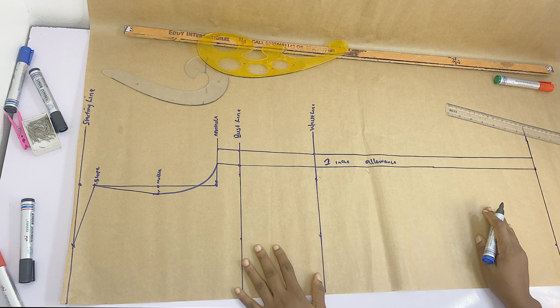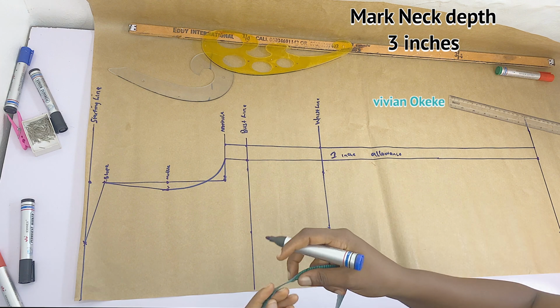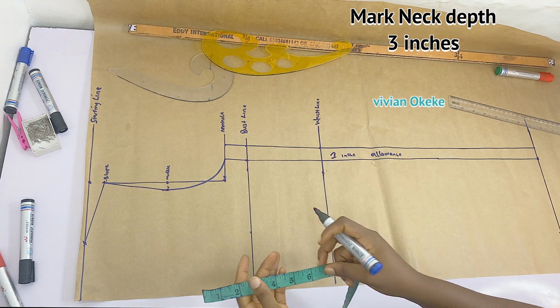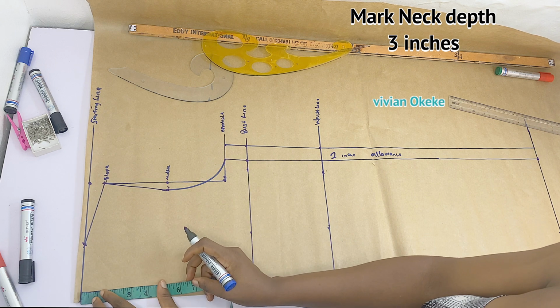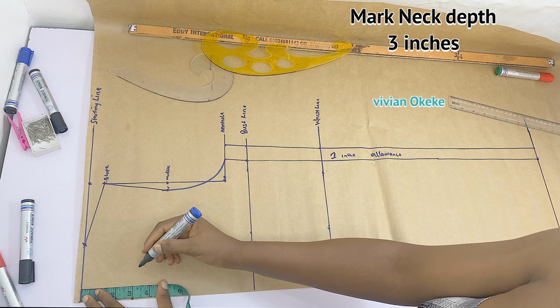I'll go ahead and work on the neck depth. So we have the neck width here, and the next thing we're going to do is mark the neck depth. And for me, I'll be using 3 inches as my neck depth. So I'll be marking 3 inches down. And now I'll connect the 3 inches to the neck width.